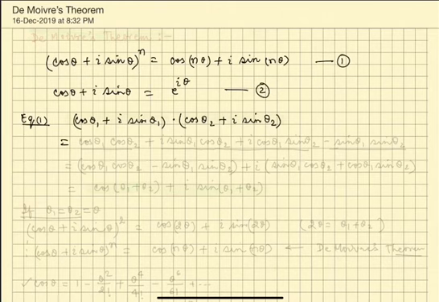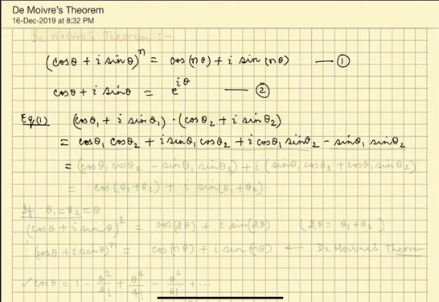Cos theta 1 into cos theta 2, this is cos theta 1 cos theta 2, plus i sin theta 1 cos theta 2, plus i cos theta 1 sin theta 2. And when i sin theta 1 and i sin theta 2 are multiplied, there will be i square sin theta 1 sin theta 2. So we can write i square as minus 1. So it will be sin theta 1 sin theta 2 with a minus sign, right?